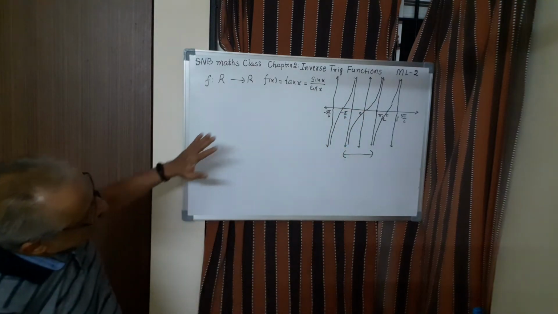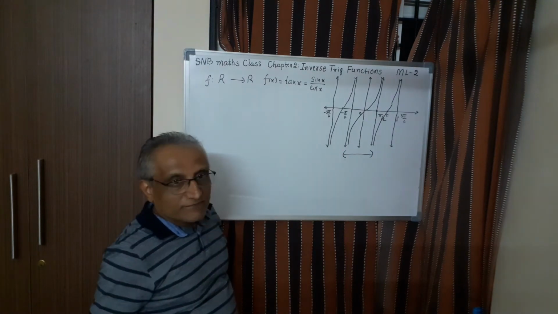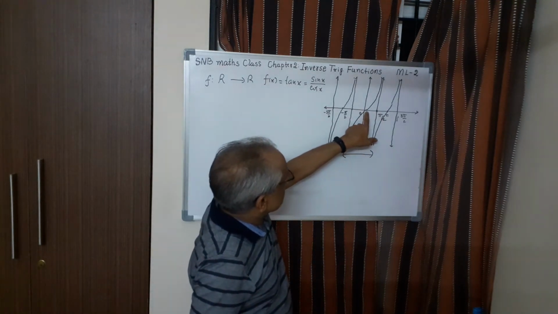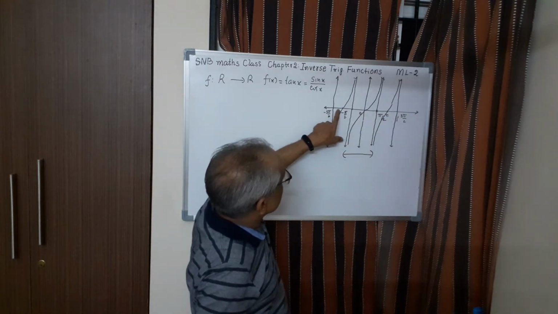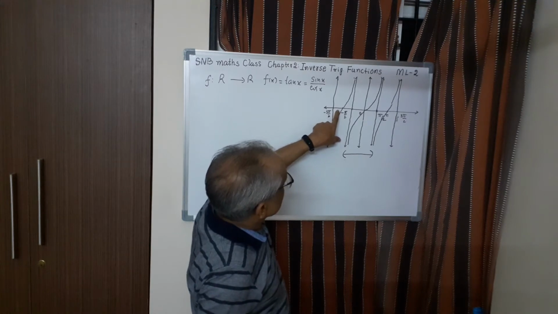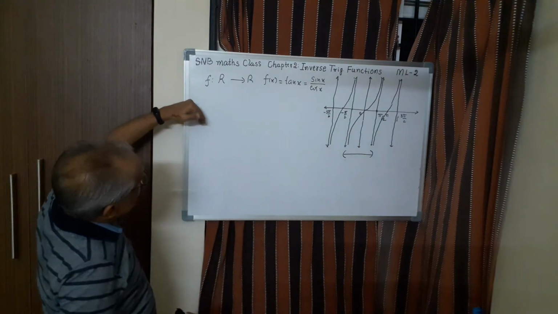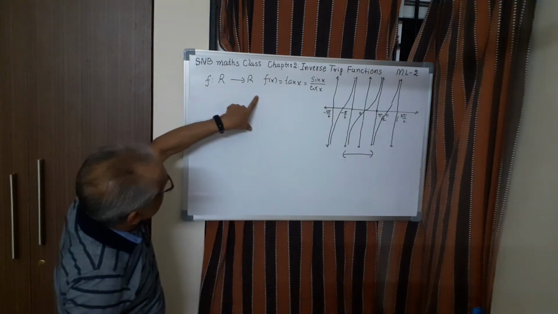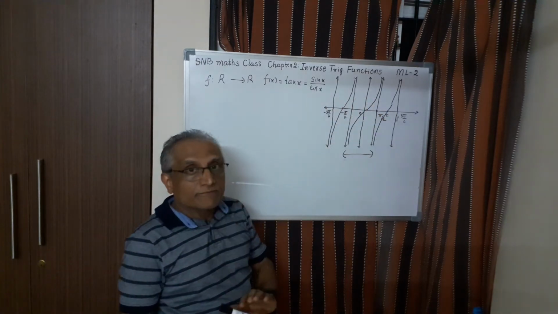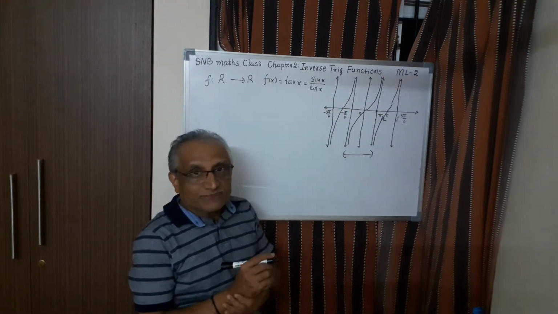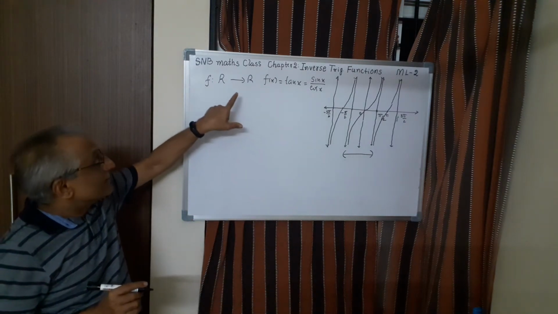So it is very clear from the graph that this function is not 1-1. For example, it cuts the x-axis at 0, tan 0 is 0, tan pi is also 0, tan minus pi also 0. So like that, there are many values where different elements here are going to the same element there. So it is not 1-1. It is very clear. Of course, it is onto. But to make it invertible, we have to make it 1-1.